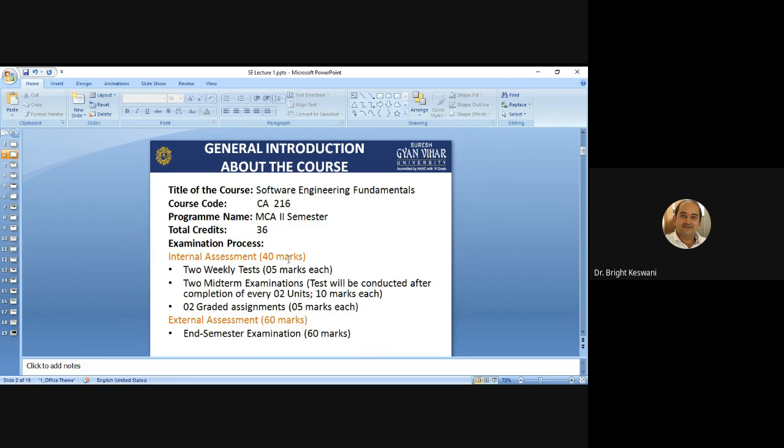This is the internal assessment scheme and external assessment scheme. Internal assessment is of 40 marks, consisting of two weekly tests of 5 marks each, two midterm exams of 10 marks each, and two graded assignments consisting of 5 marks each. External assessment consists of 60 marks, that is the end semester examination.